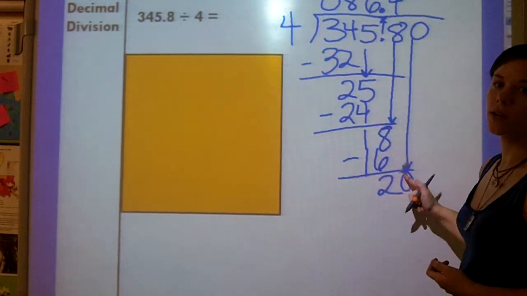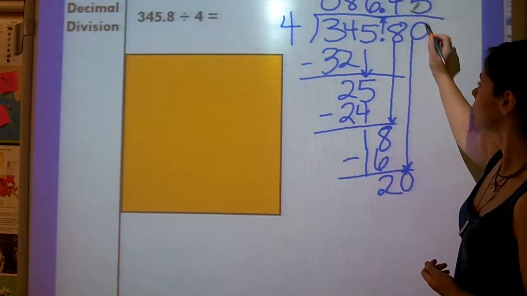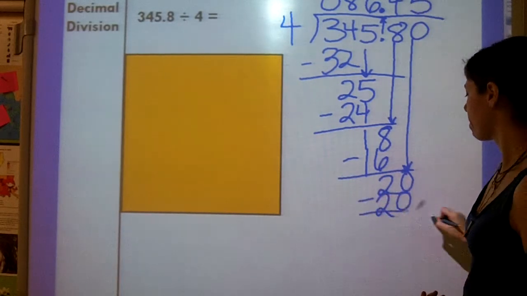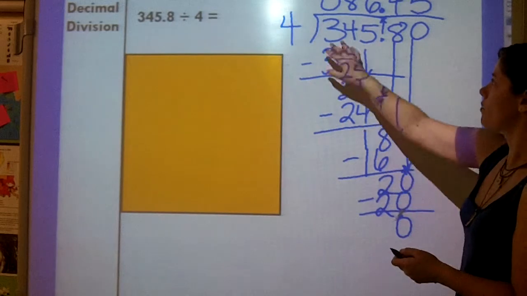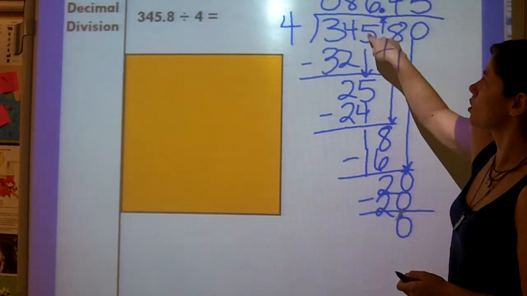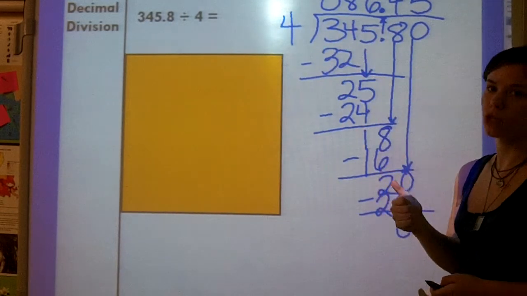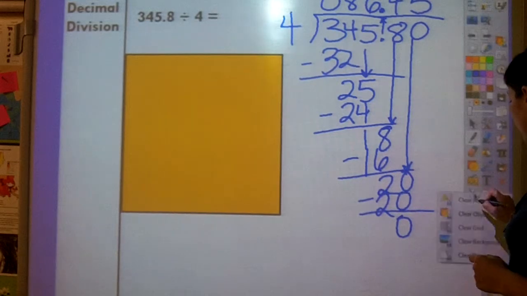4 goes into 20 5 times. 4 times 5 is 20. I have 0 here. Every number in my dividend has a number stacked on top of it in the quotient. I'm good. Let's do another one.